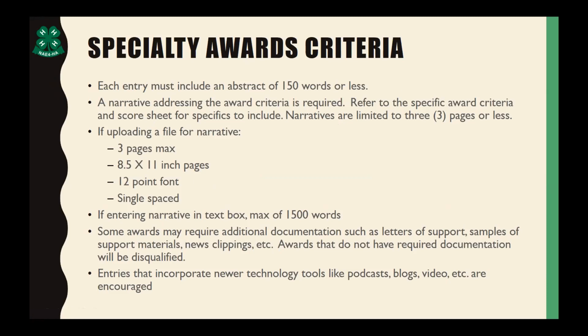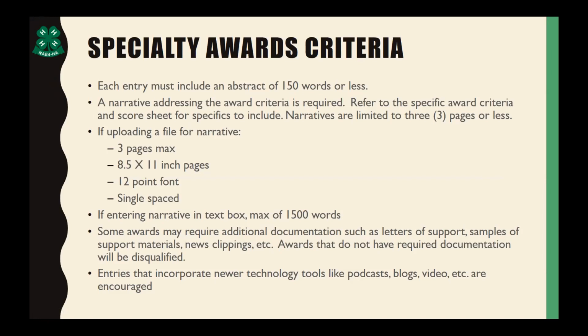Very good. Okay, let's go on to specialty awards. So with the specialty awards, the application is broken down into 2 sections. One is the abstract, which is a brief description, no more than 150 words, about your program. And then the narrative is specific things related to that particular award that is required information. And every award is slightly different based on the fact that we have a bunch of different groups that have established awards, and they each developed a criteria for their award.